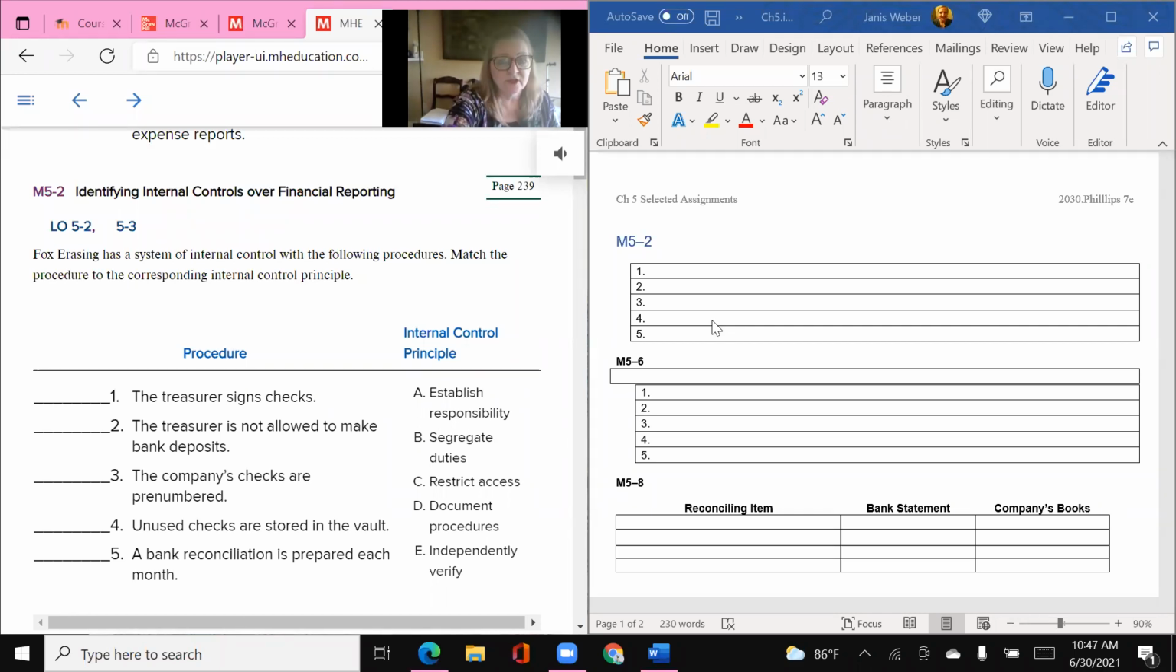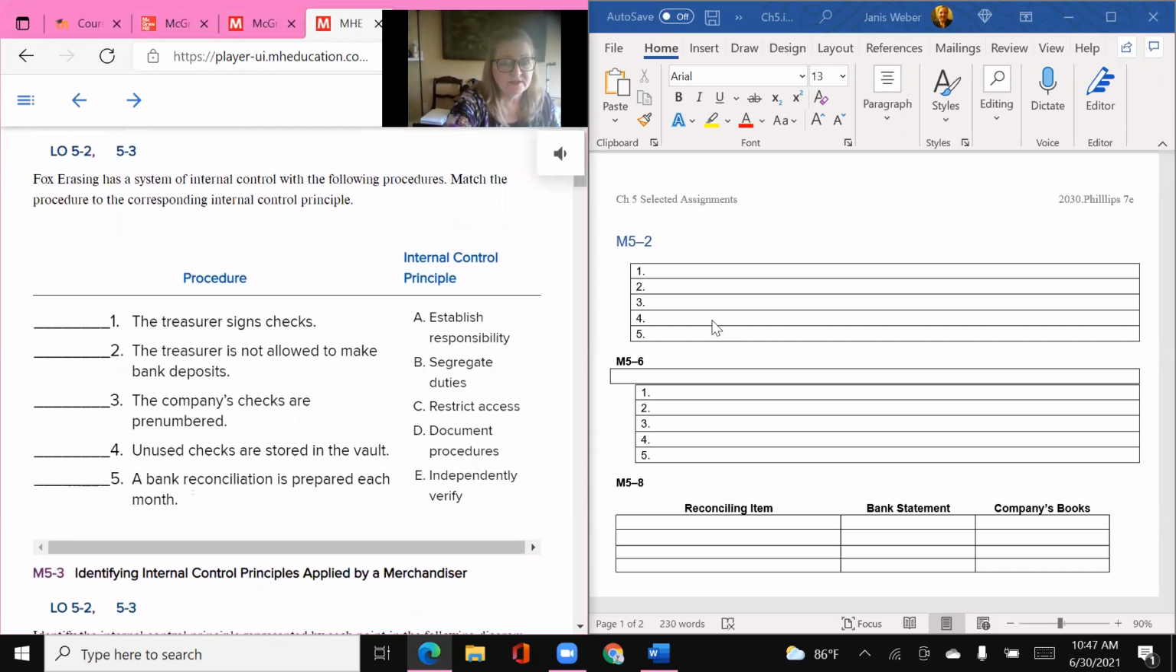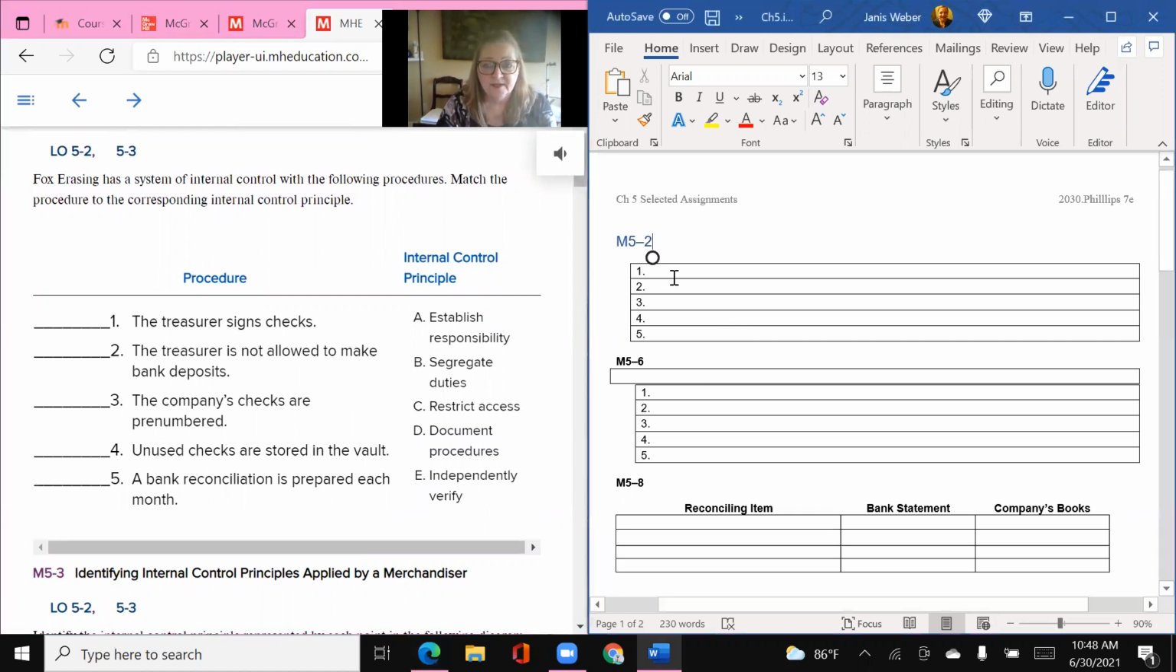So this exercise is mini exercise 5.2, and it says Fox Erasing has a system of internal control with the following procedures. They want you to match the procedure with the corresponding internal control principle. And so the first one is the treasurer signs the check. And so that is an example.